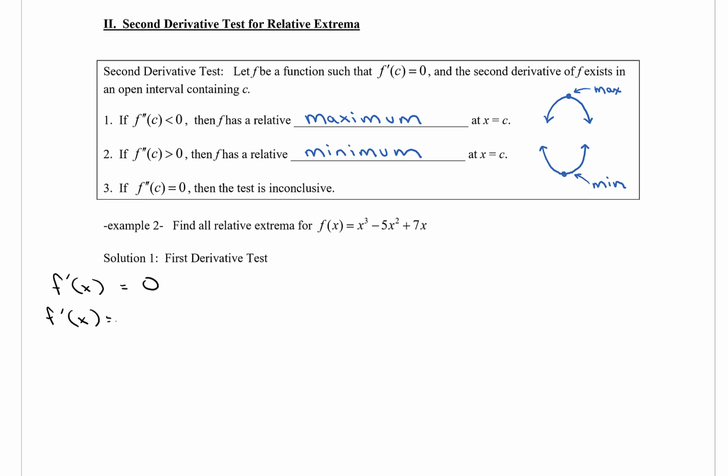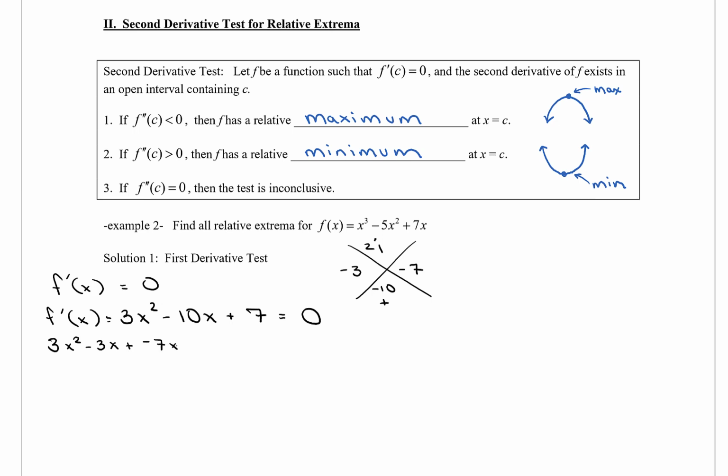F prime of x is equal to 3x squared minus 10x plus 7. I'm going to set this equal to 0. In order to solve this quadratic equation, I'm going to factor this polynomial using the factoring by grouping method. So I need two numbers that multiply to give me positive 21 and add up to give negative 10. Those two numbers are going to be negative 3 and negative 7. I'm going to rewrite that middle term, the minus 10x, using those two numbers. So now I have the polynomial 3x squared minus 3x plus negative 7x plus 7.